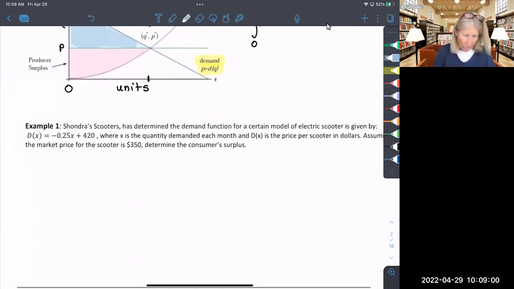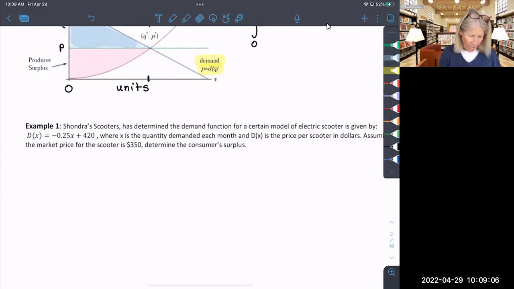So you have this Chandra scooter. She's determined a demand function, and it's given by this D of x here. And so x is the quantity demanded, D of x is the price. Assume the market price is 350. Okay, so I'm going to make a little note here. So the price at equilibrium is 350, and we want to find the consumer surplus.